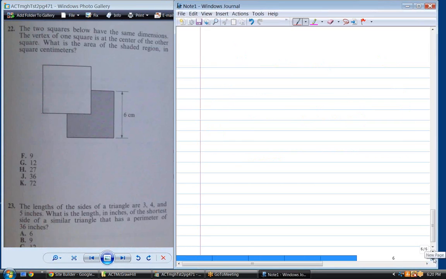The two squares have the same dimensions. The vertex of one square is at the exact center of the other square. What is the area of the shaded region? Well, I have to revise something that I've been saying for 5 years, and that is that every shaded region problem is a subtraction problem. Okay. This one is not.